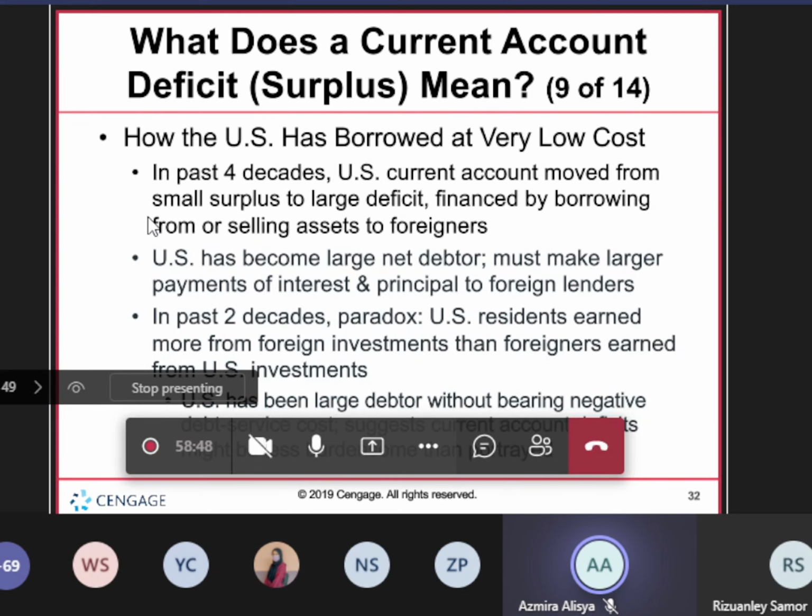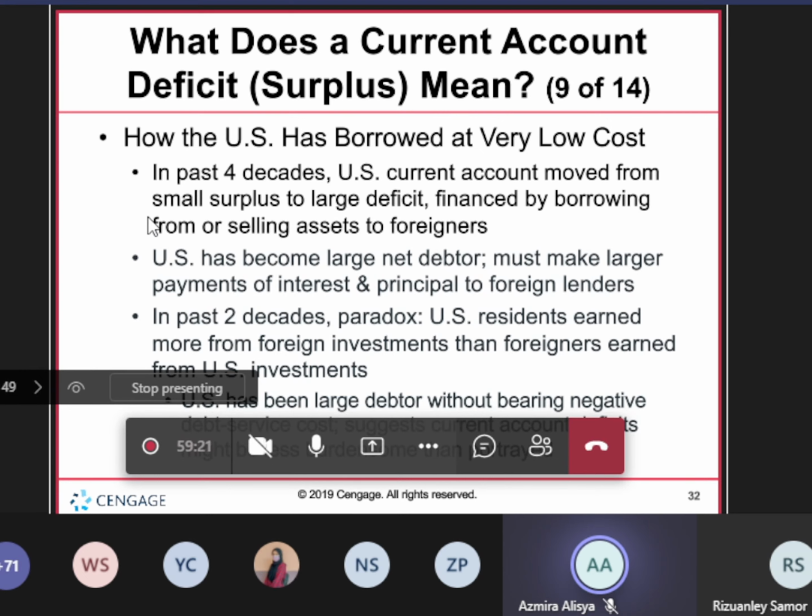So the US has borrowed at a very low cost in the past four decades. The United States current account moved from a small surplus to a large deficit, financed by borrowing and selling assets. So it has become a net debtor. We say debtor, not debitor. Become a large net debtor. So the United States is a debtor nation.